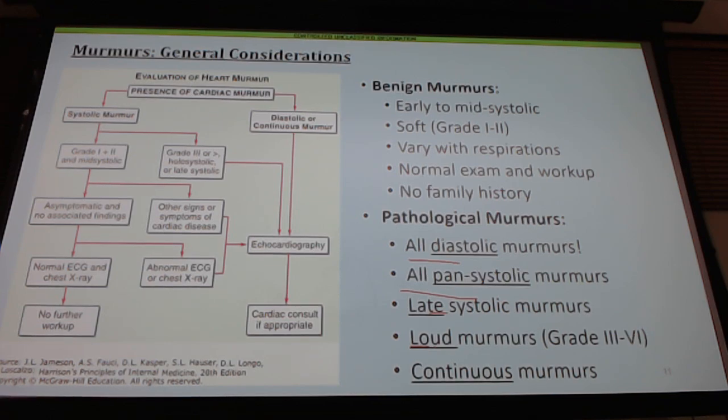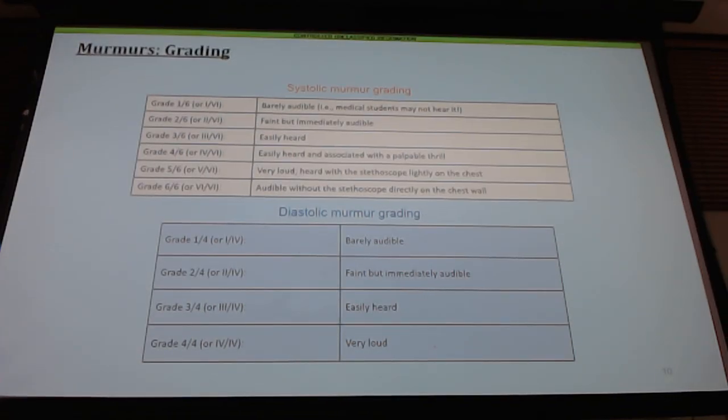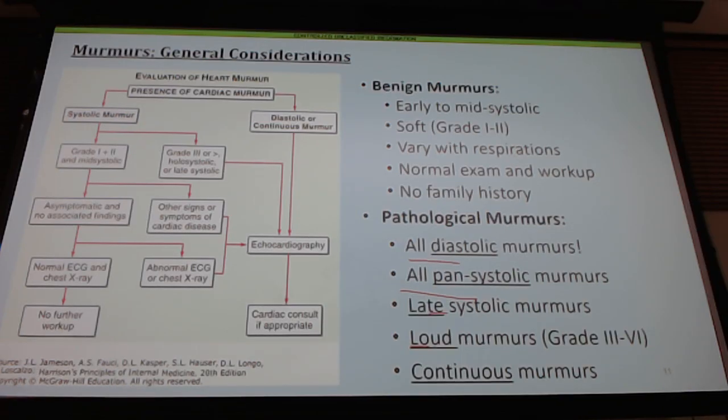So you can see if I got a 2 out of 6, which, looking back, what does a 2 mean? It means faint but immediately audible. Compare that to a 3 out of 6, which is easily audible or easily heard. That distinction makes you have to work them up. If you say it's a 3 versus it's a 2, maybe we don't need to work it up, and it could be just a normal benign cardiac murmur.